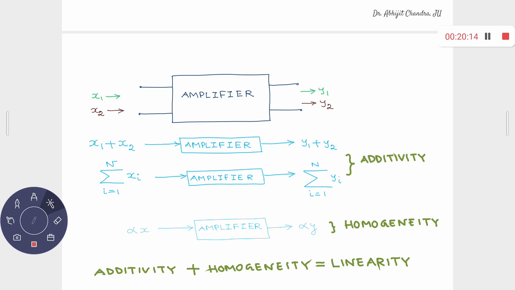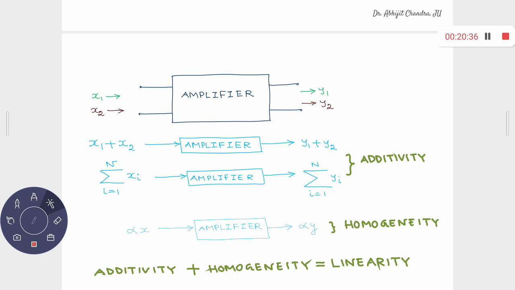If the sum of xi, i going from 1 to n, is my input, and if that particular system is a linear, rather additive one, in that case the output should be the summation of yi, i going from 1 to n. That is the notion of additivity.